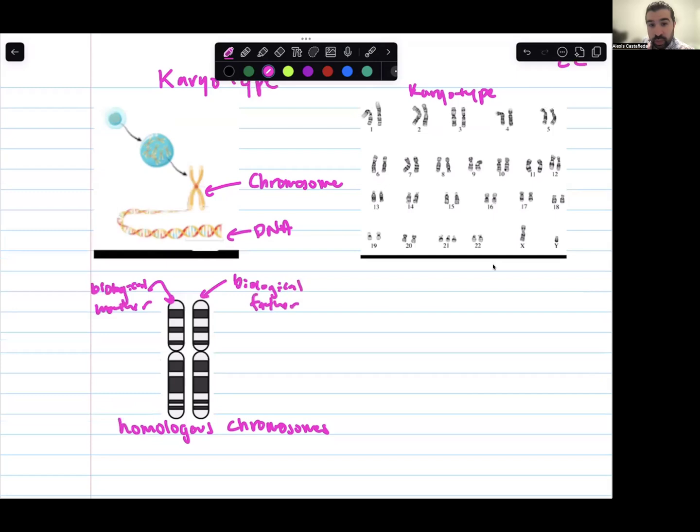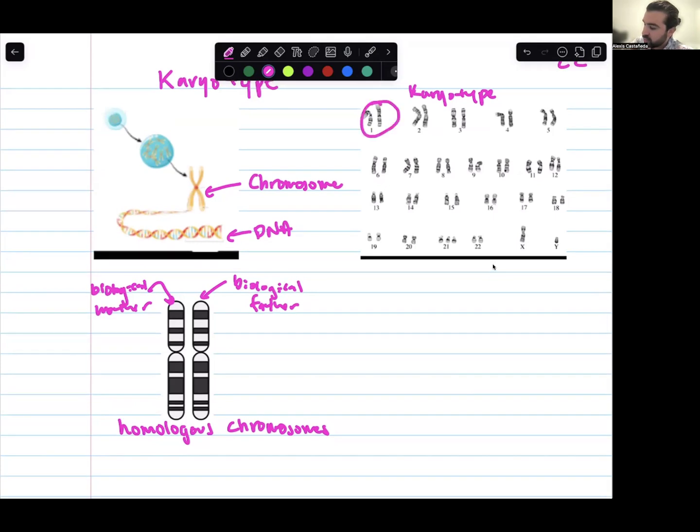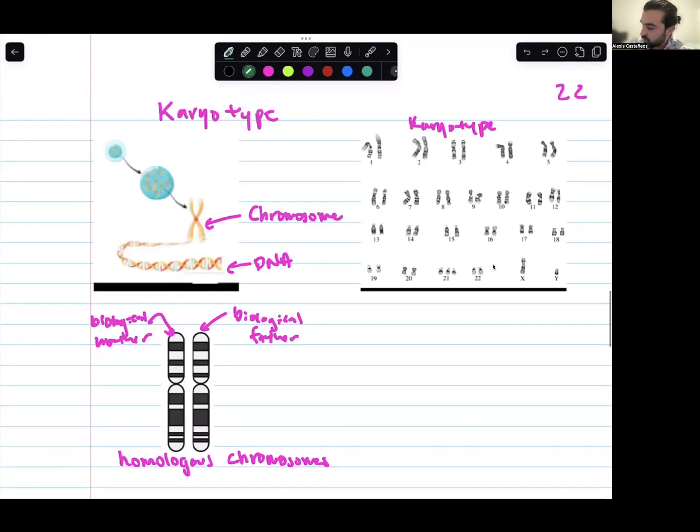Great. So you get two of each of these chromosomes. You get one from your biological mother and one from your biological father. That's why these are all here in pairs. These are homologous chromosomes, one from biological mother, one from biological father. What's remaining is, you notice that some of them are not paired. These here all have pairs.